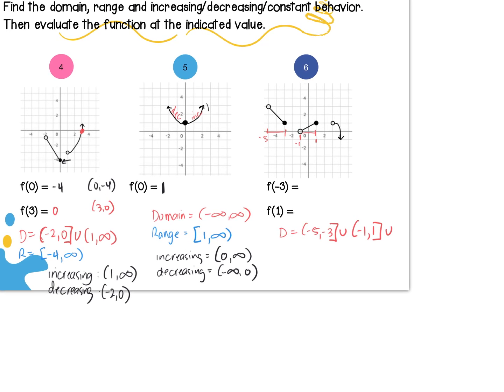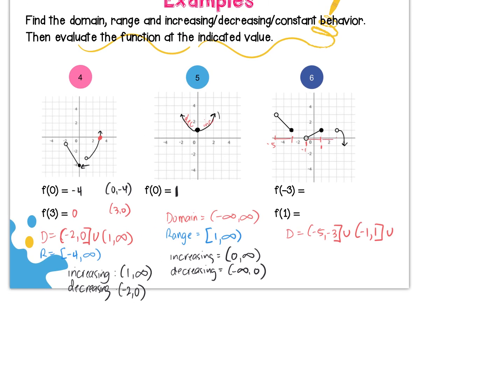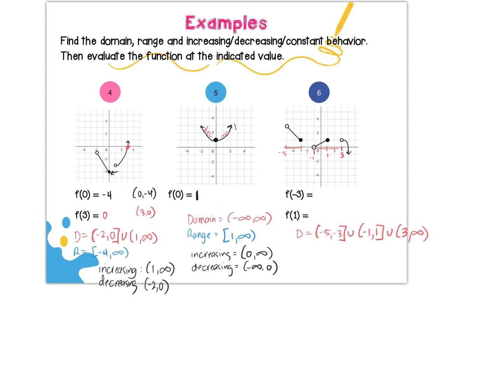Union. And then from here, I keep going to here, which is 3, and it's an open circle. And then notice that this is going to go really to positive infinity. And so this is infinity, like that. So again, my domain for this is -5 to -3, then union, -1 to 1, union, and then 3 to infinity.